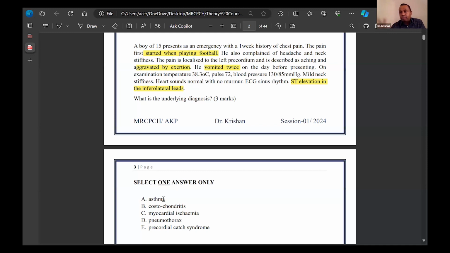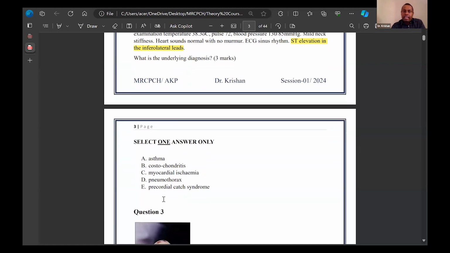Simply no, because asthma doesn't cause ST elevations. Costochondritis, we have already discussed, doesn't cause ECG changes. Myocardial ischemia, yes, right? Myocardial ischemia is very likely out of these 5 answers, because that will explain most of the things. Pneumothorax does not cause ST elevation. And then precordial catch syndrome, we have already discussed, it's fairly benign. That doesn't cause any systemic manifestations or ECG changes.